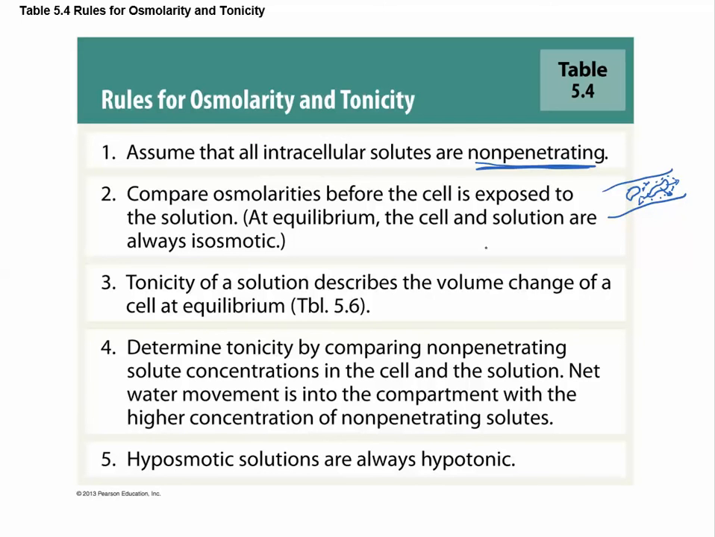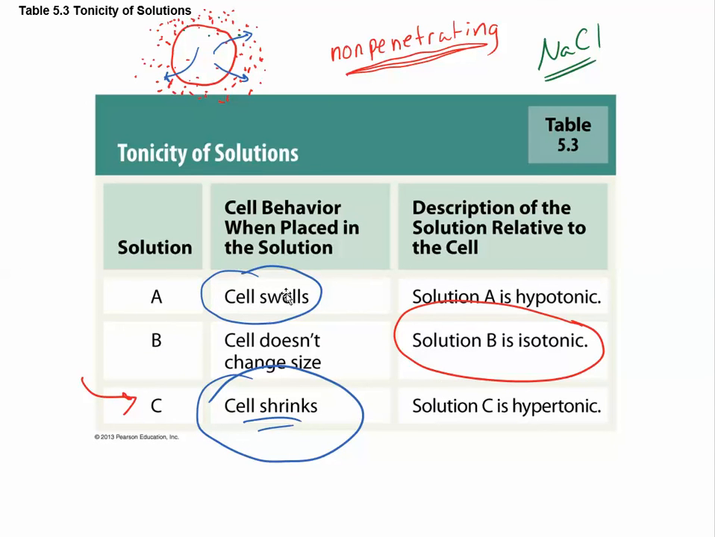And then after a while, it'll be isotonic or isoosmotic. So when we talk about that, we say that when you first put it in, tonicity of a solution describes the volume change of a cell at equilibrium. So when we talk about hypertonic and hypotonic, we're talking about whether the cell will swell, whether it will shrink, how the water will move.